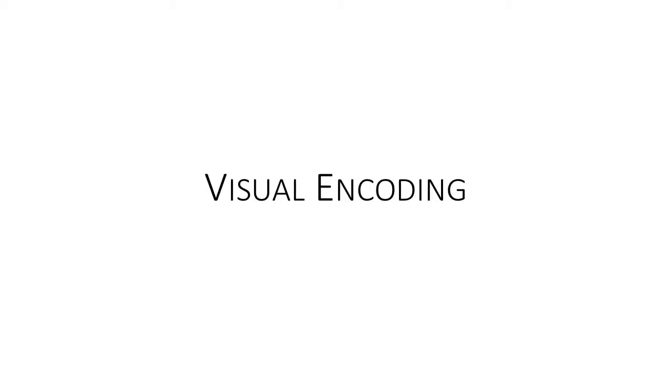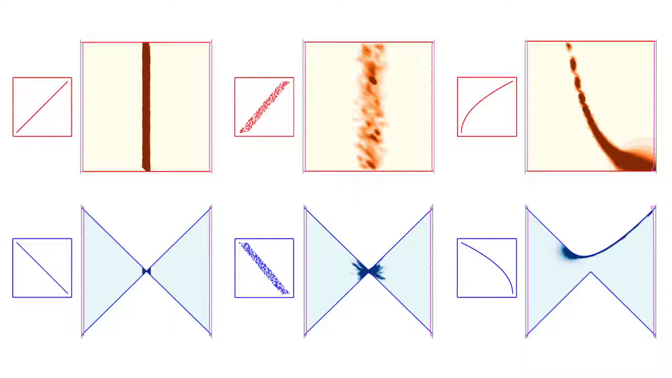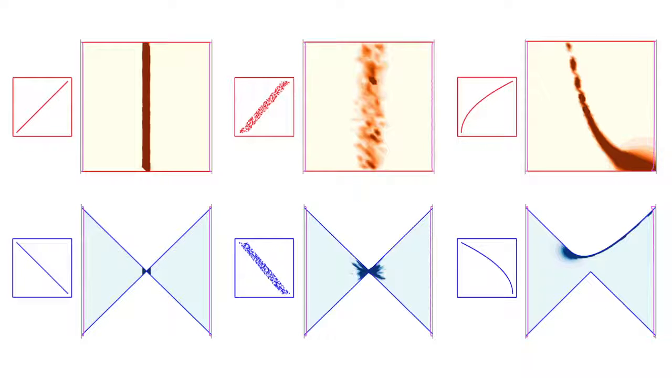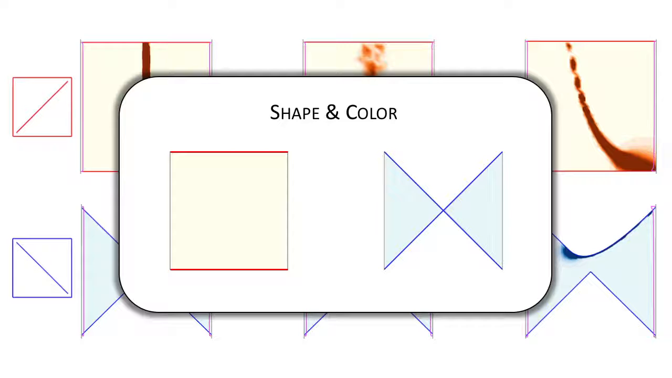We now describe some specifics of the DSPCP visual encoding using 6 sample datasets. On the top are 3 positive relationships, one perfectly positive, one noisy, and one nonlinear. On the bottom are 3 negative relationships, one perfectly negative, one noisy, and one nonlinear. The DSPCP uses 3 main visual encodings. The first is the overall shape and color of the region.